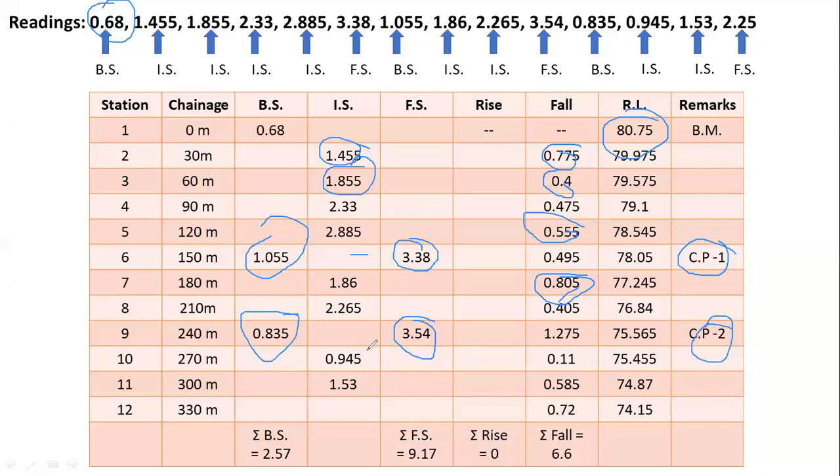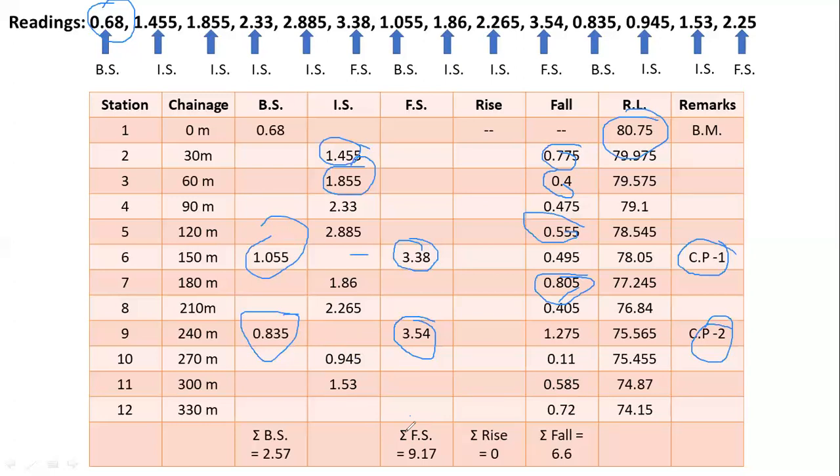And the next is 0.945 minus 1.53, so the answer is minus 0.585. And the last reading is here. The last reading is missing, 2.25. So 1.53 minus 2.25, so the answer is 0.72. Okay.